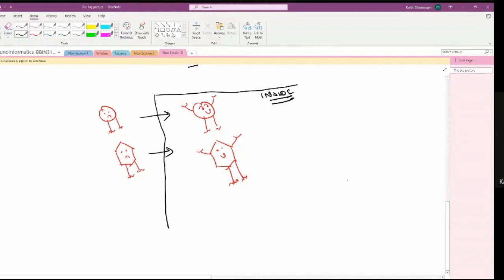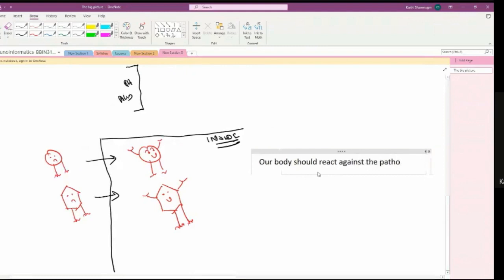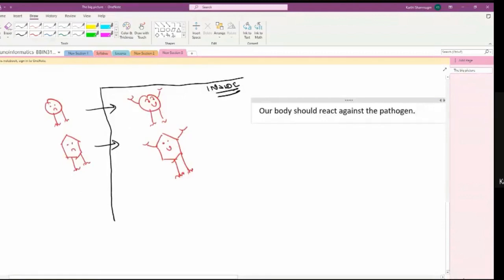So what should happen now? Our body should react against the pathogen. This is what we expect, and that should happen, right? The question of interest is how that is going to happen. Let me slightly modify this. How this is happening is what I'm going to explain in this lecture, because understanding this is very important before learning about very minute things, right? So I'm just going to give the overall picture.